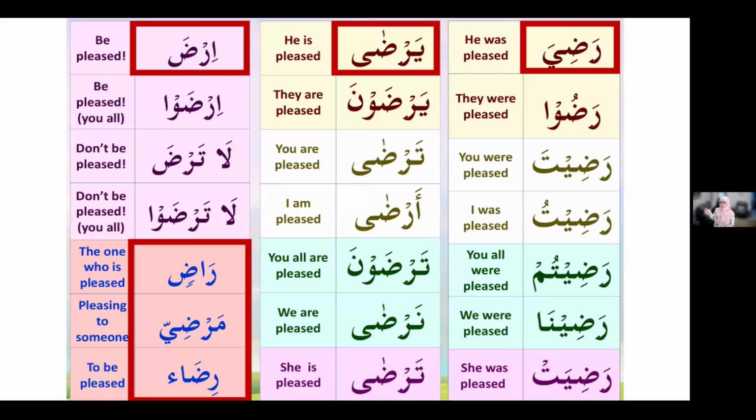Radiya, radu, radita, raditu, raditum, radina, radiyat. Once more. Radiya, radu, radita, raditu, raditum, radina, radiyat.